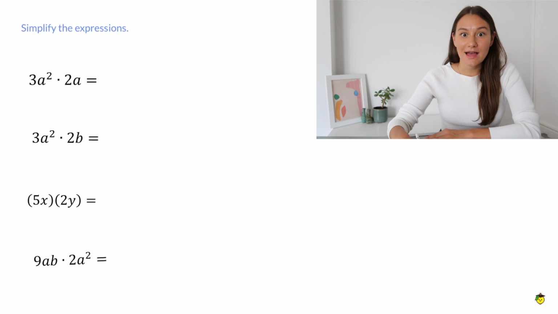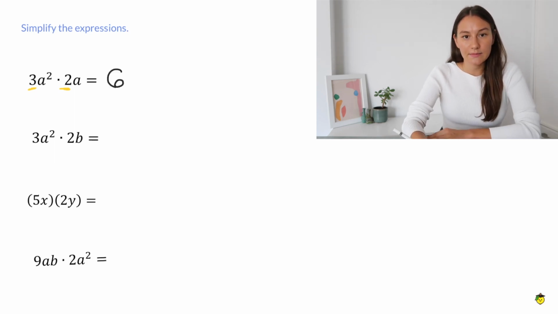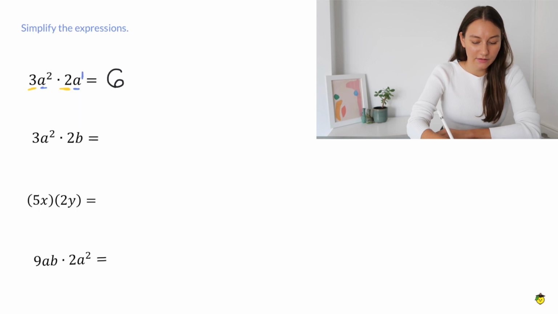So just like in the last lesson, we're going to take those two coefficients, the 3 and the 2, and multiply them together. So 3 times 2 is 6. And now I have a squared times a. Remember, when you have a by itself or x by itself, you can also write that with an exponent of 1, right? So a is the same as a to the 1st power.